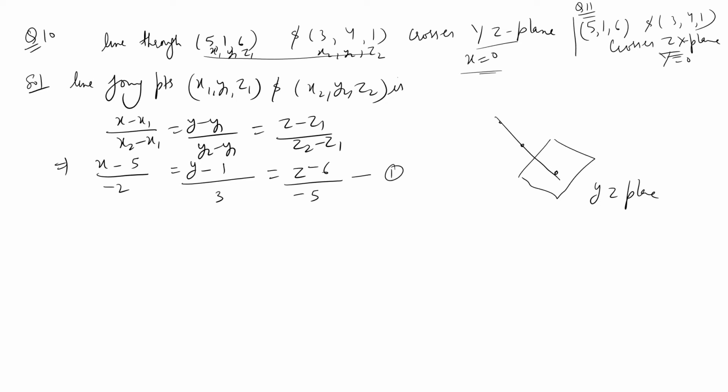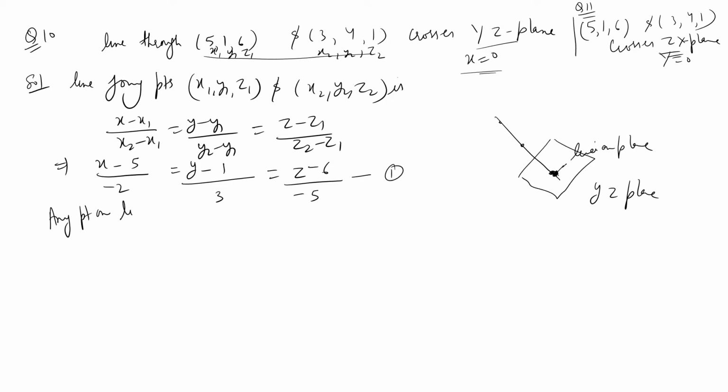Shall I say that there will be some point here that may not be the same as these already given 2 points? Some point will be there which lies on the plane, because this line joining these is crossing your YZ plane. So I should check any point on the line.